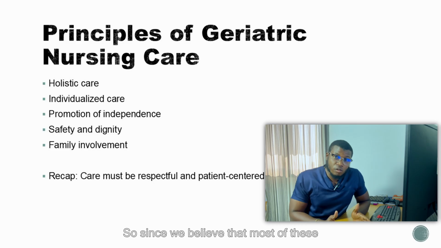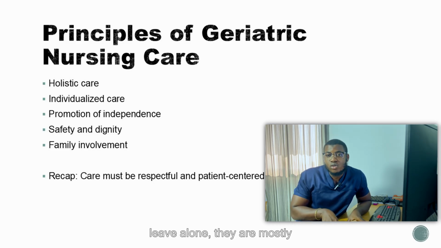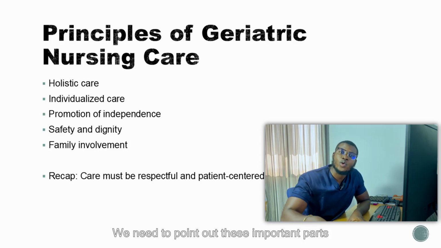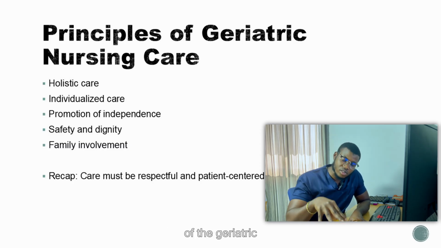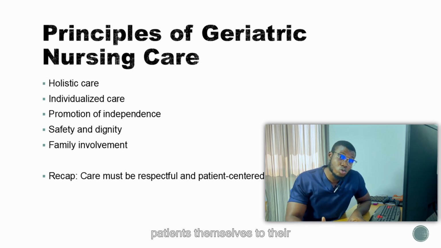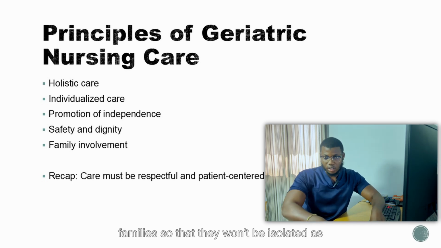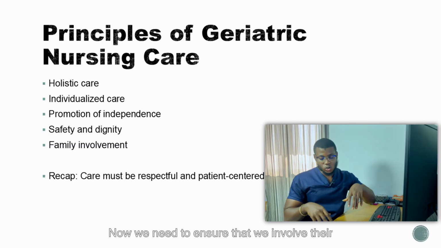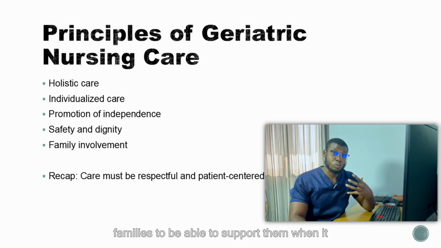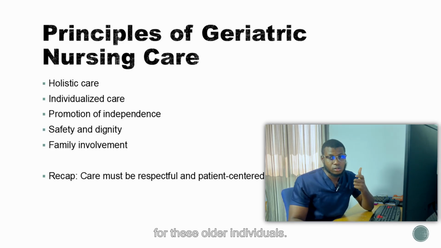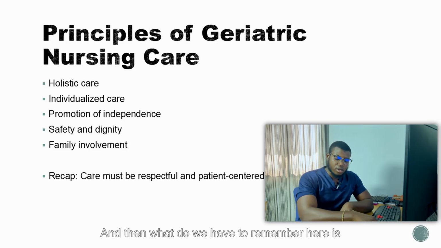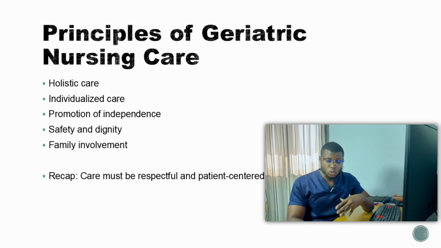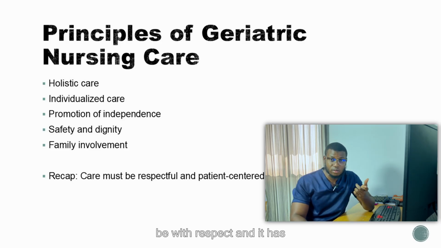Since most of these geriatric patients often live alone, they are mostly isolated. When we are giving care to them, we need to involve their family members. We need to point out these important parts of the geriatric patient to their families so that they won't be isolated, as is common globally nowadays. So we need to involve their families to support them in the social aspect and health of these older individuals. What we have to remember here is that care must be respectful and patient-centered. So when we are providing care for these older adults, it has to be with respect and it has to be patient-centered.